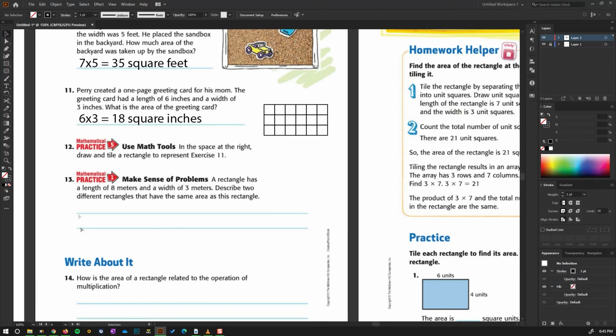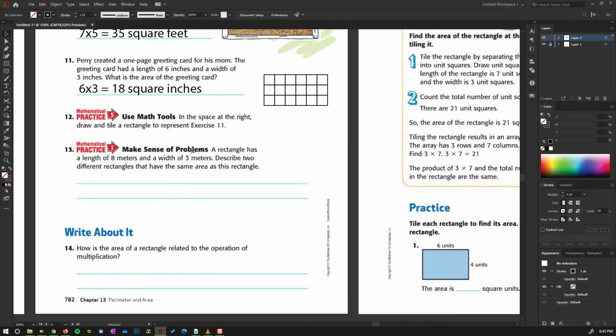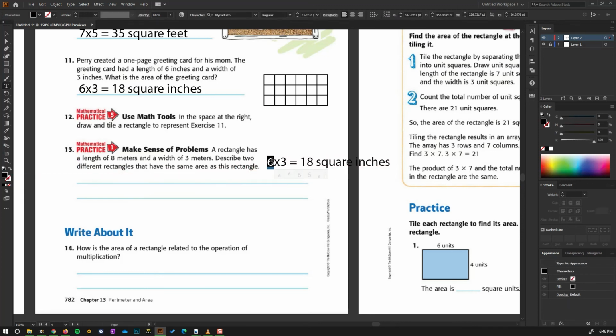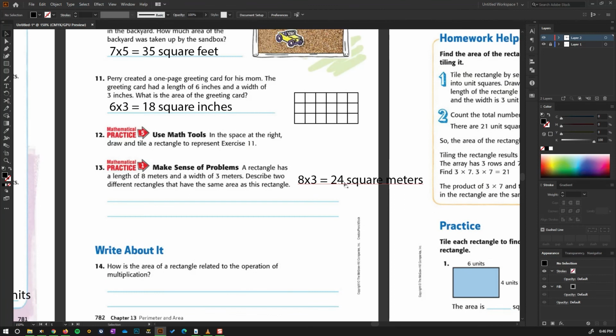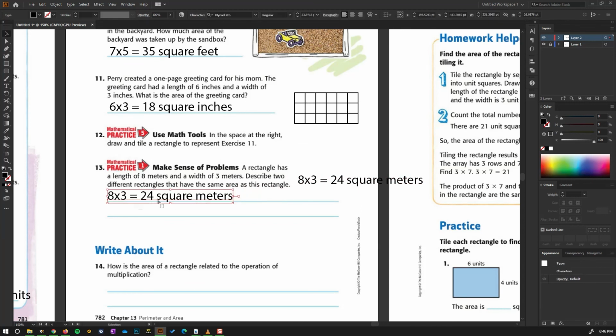And second to last one, number 13, make sense of problems. A rectangle has a length of 8 meters and a width of 3 meters. Describe 2 different rectangles that have the same area as this rectangle. Alright, so this rectangle would have, let's see, 8 times 3 would give us 24 square meters. Alright, so what are 2 other ways that will give us the same answer? 2 other dimensions that will equal 24 square meters.